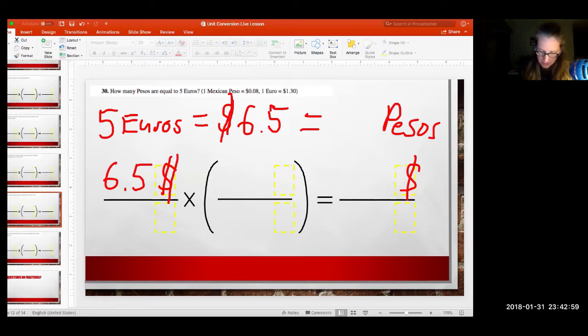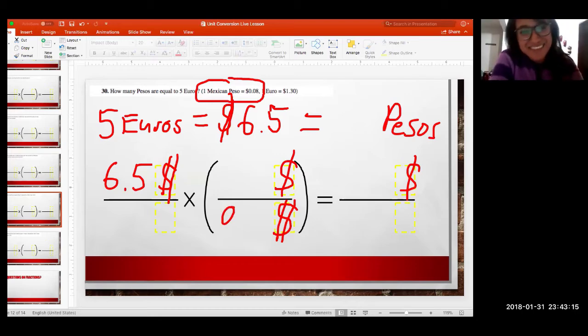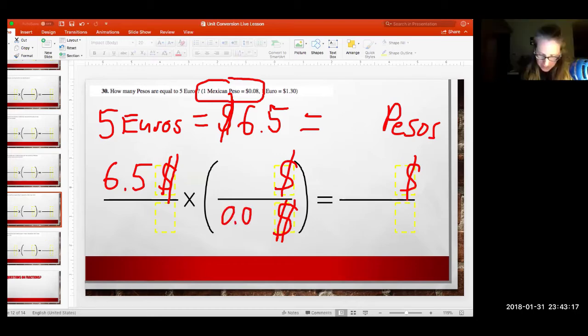So we're going to put dollars down on the bottom and pesos up on top. And right here, 1 Mexican peso is 8 cents. So we're going to put, hold on, I need to remember which one's dollars and which one's pesos. 8 cents on the bottom, because that's dollars. And we'll put 1 peso on the top.